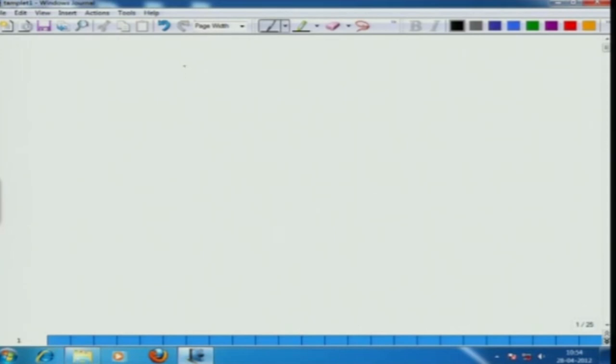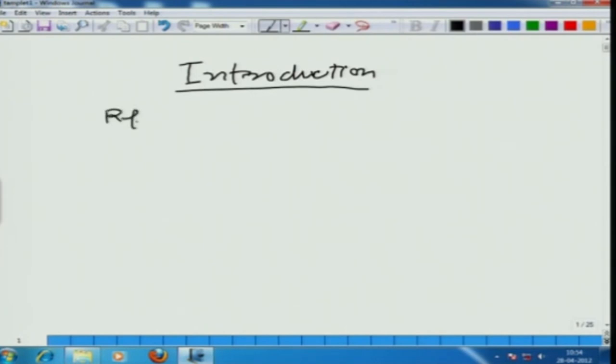This is the first lecture of the set of 20 lectures on calculus of variations. In this lecture, I will start with the introduction of calculus of variations. Here, I will be following the reference book, Calculus of Variations with Applications.